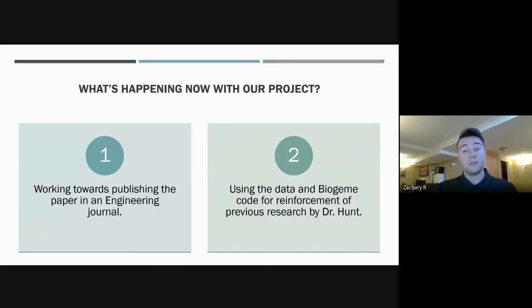As he recommended, it would be a great way for us to get our names on a published piece of work. Second, our project supervisor, Dr. Hunt, is also using the Baojing code and data we collected during our project to further research walking utility with his company HBA Specto, the results of which we'll be seeing at a later date.